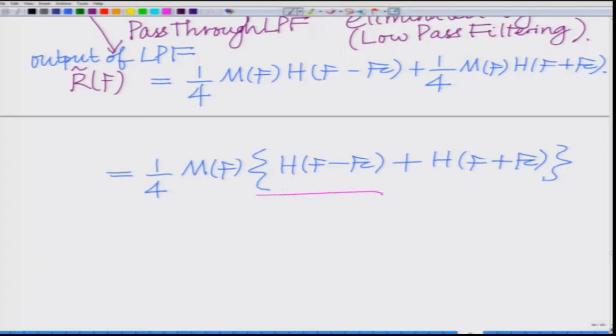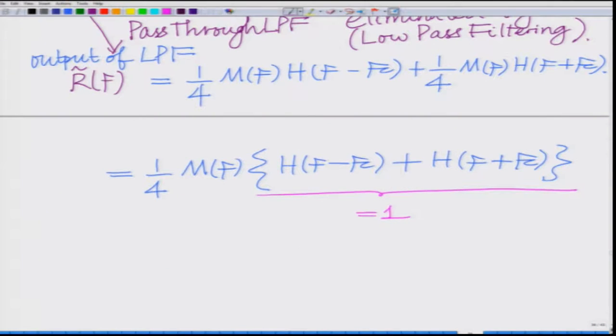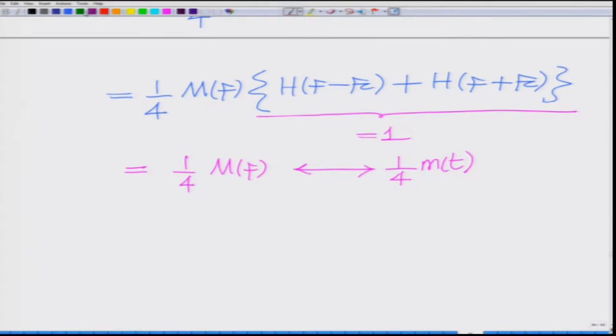Now, if we can set this H F minus F C plus H F plus F C to a constant, say 1, then the net output spectrum after low pass filtering is 1 by 4 MF, which is proportional to the spectrum of MT. That is, the output signal will be 1 by 4 MT in the time domain.